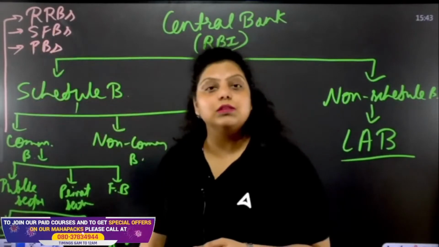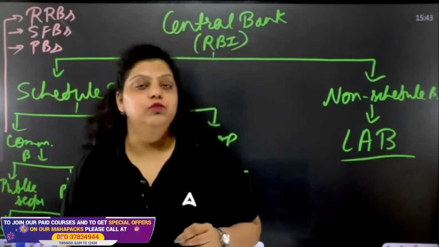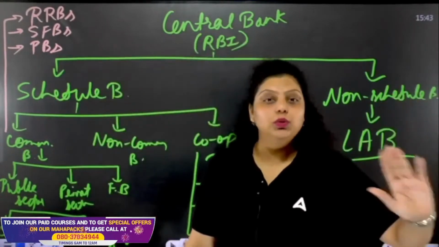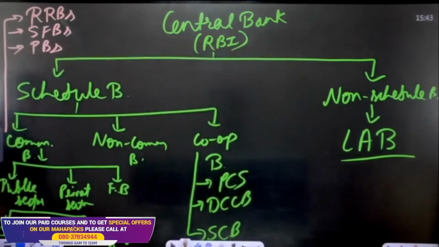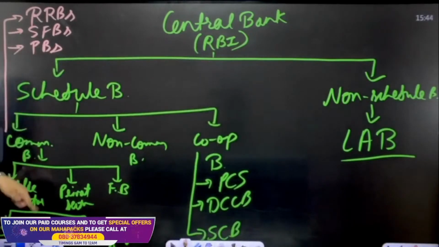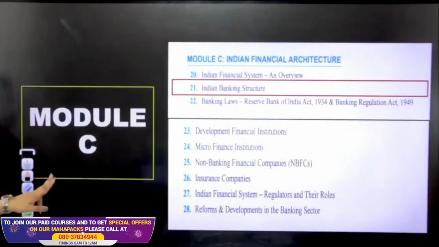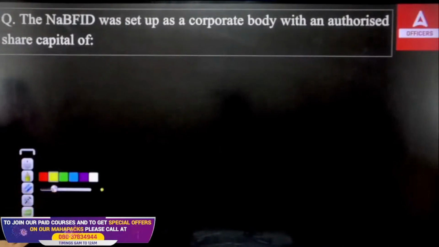Like RRBs were established to uplift the rural economy. Now the small finance bank was established for what purpose? Simply to do financial inclusion. The same reason was there for the payment banks also. Okay, so these are all the types of banks which are present in India. This is the banking structure of our country. Now I hope I have covered maximum things here in the form of theory, or a kind of introduction to the chapter.